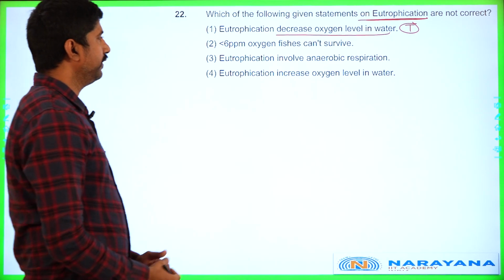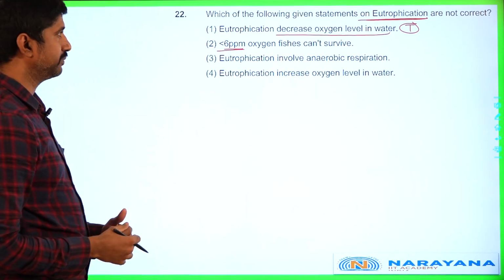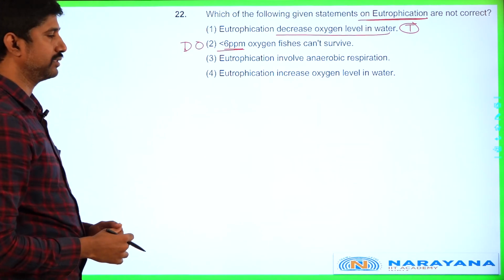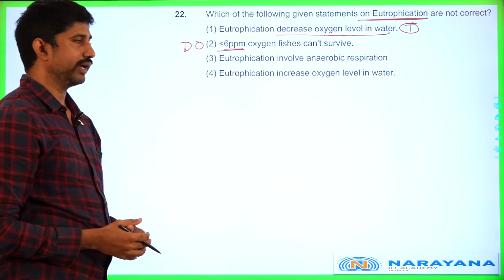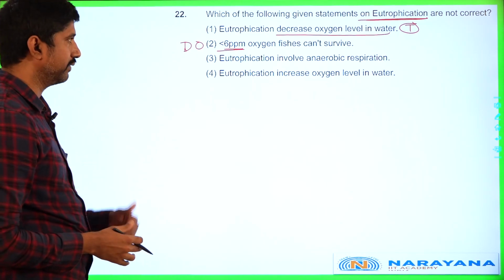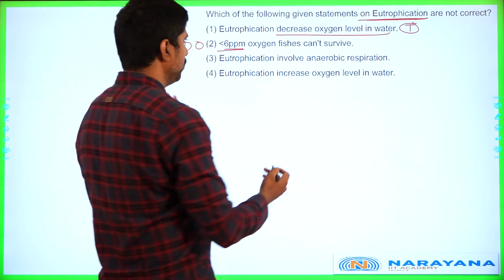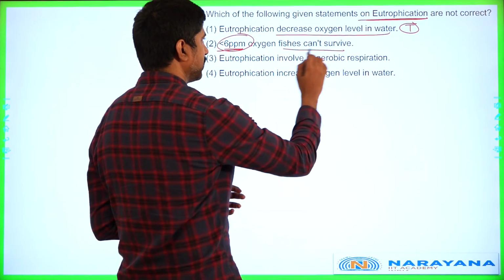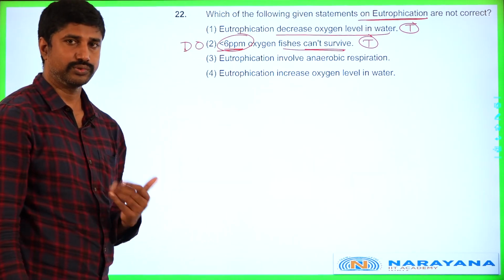Now, if the DO content is less than 6 ppm, oxygen is low, so fishes can't survive. That is the threshold limit value. If you identify the DO as more than 6 ppm, then saying that fishes can't survive is also a true statement. That is also a true statement.